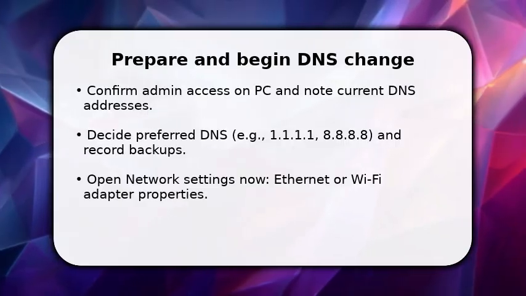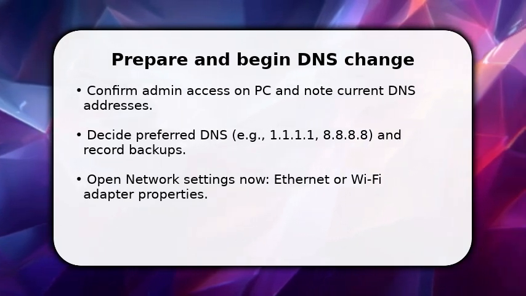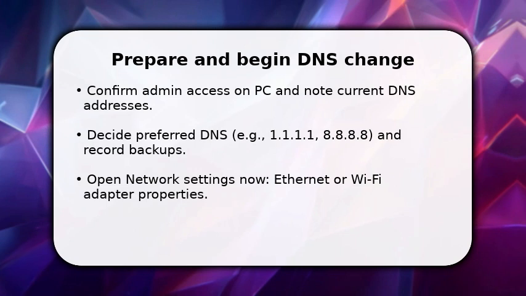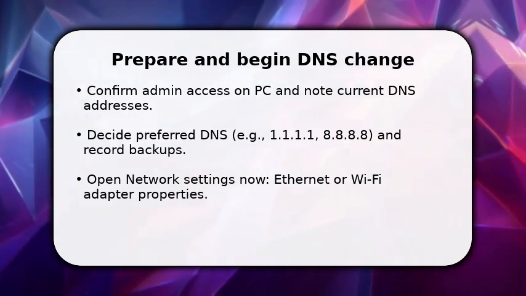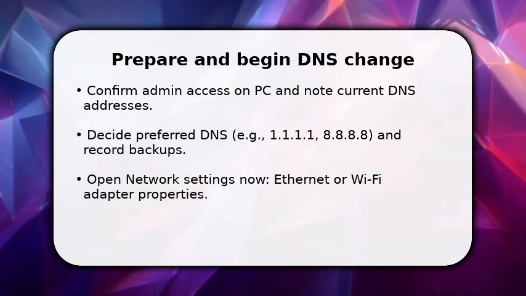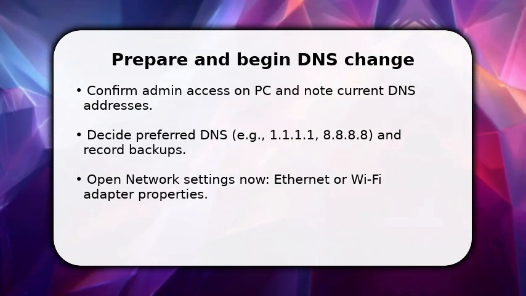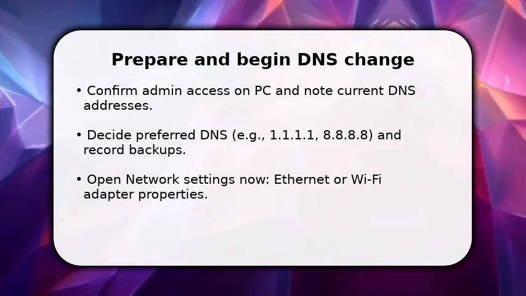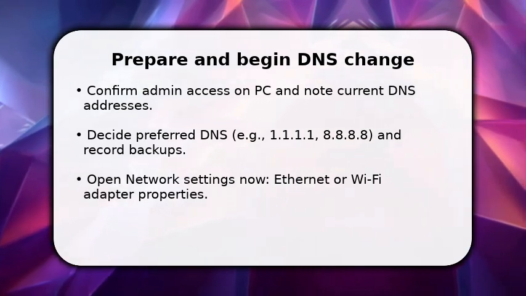You start immediately with essentials. Make sure you have administrator rights and copy the current DNS entries so you can revert if needed. Once done, pick your target DNS like 1.1.1.1 or 8.8.8.8 and write both primary and secondary. Then open your network adapter settings, Ethernet or Wi-Fi, so you can edit TCP/IPv4 or IPv6.